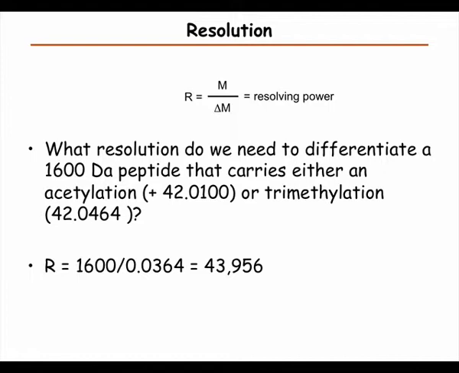Yeah, so this is another example when it comes to resolution. What resolution do we need to differentiate a 1600 Dalton peptide that carries either an acetylation or a trimethylation? The masses are very similar, as you see, and what we can calculate is, we take the difference between these two masses, and we take the mass of the peptide and divide it by the difference, and then we get what resolution we need at that mass to distinguish them.